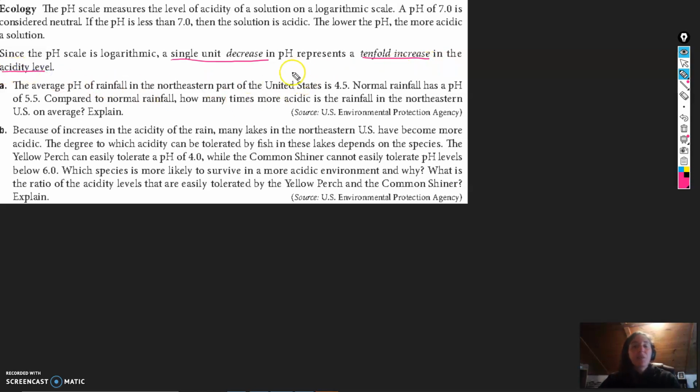So for instance, if we go from a pH of 4 to 3, it's not that it's more acidic by a factor of 1. No, it's 10 times more acidic. So it's not a linear scale.